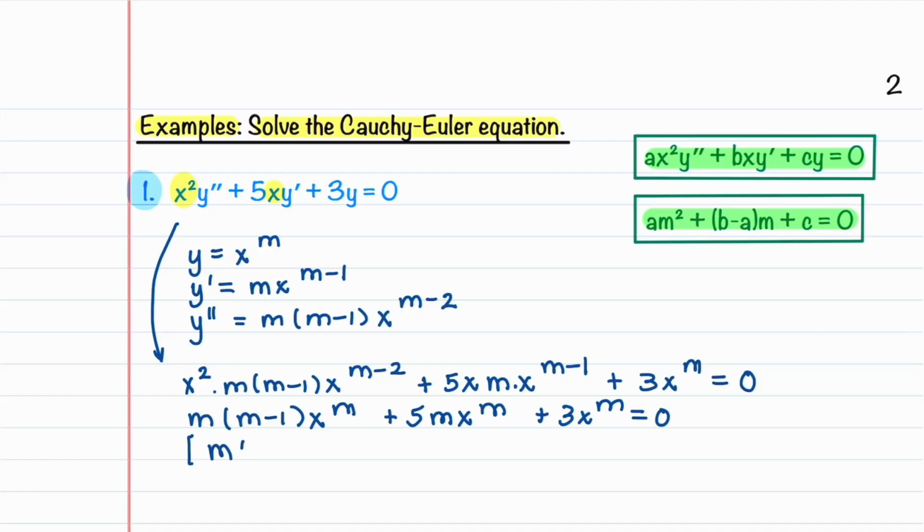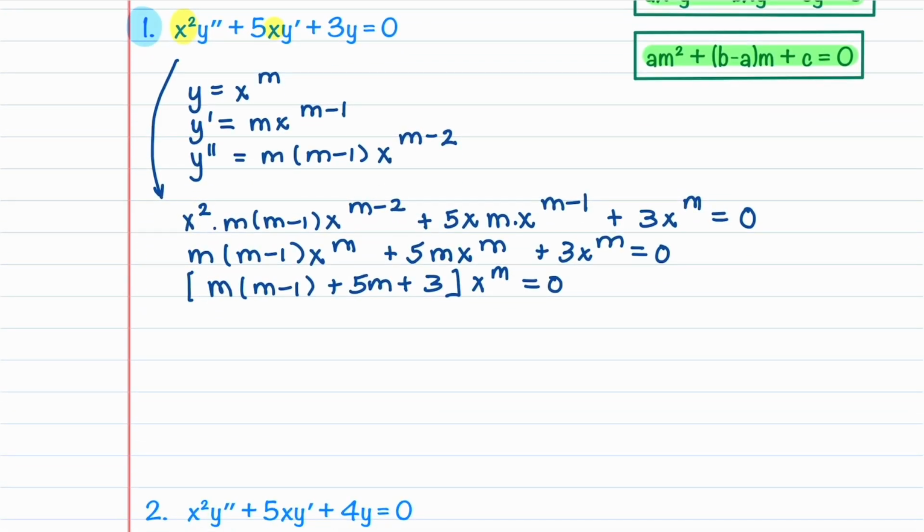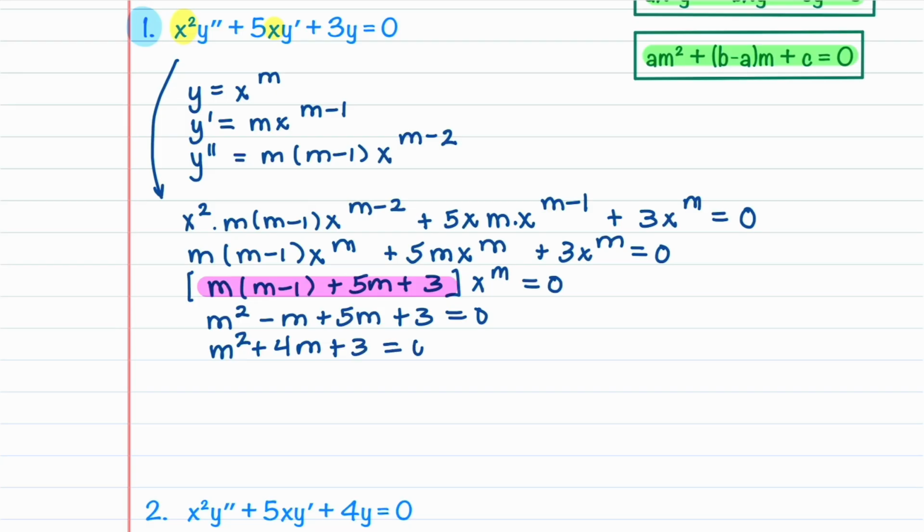So we're left with m times m minus 1 plus 5m plus 3. That all multiplies x to the m, and that's equal to 0. We're going to set this left side of the equation equal to 0 because we don't want x to be 0, because that would just be a trivial solution. This gives us, multiplying through, m squared minus m plus 5m plus 3 is equal to 0. So we have m squared plus 4m plus 3 is equal to 0.